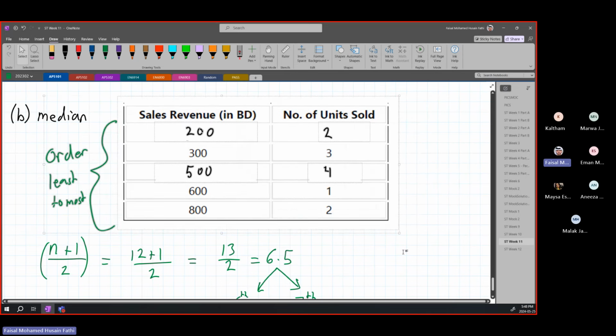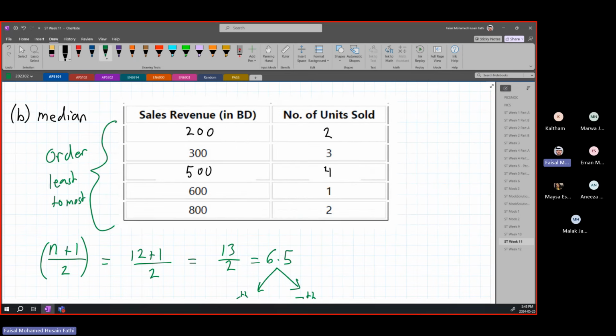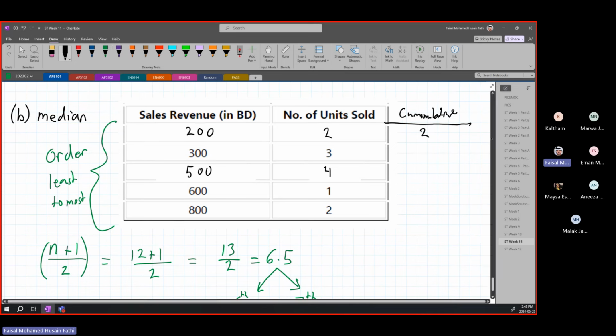Let me make a bit of space over here. The cumulative frequency for each one starts from 2. Then you add 2 with 3, it's 5. Then 5 with 4 is 9. 9 plus 1 is 10. 10 plus 2 is 12. So this is our cumulative frequency.